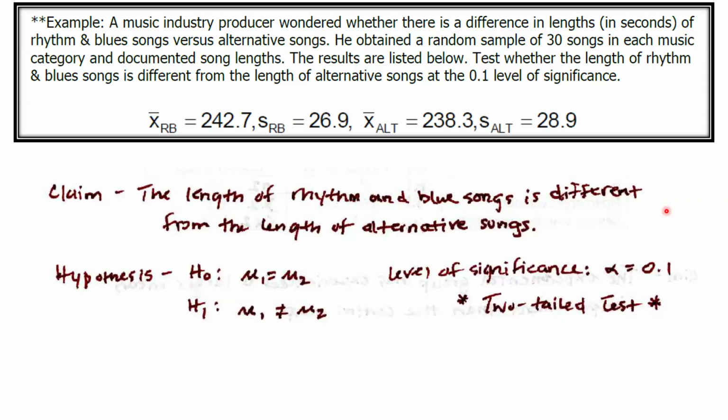Our hypothesis is going to be mu1 equals mu2 for the null, and the alternative, mu1 does not equal mu2. This makes it a two-tailed test because we're asking if they're different. We don't know which genre might be longer. And our level of significance is 0.1.